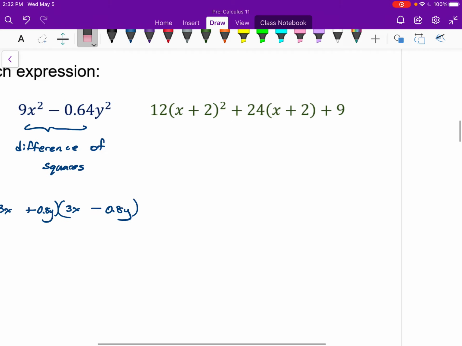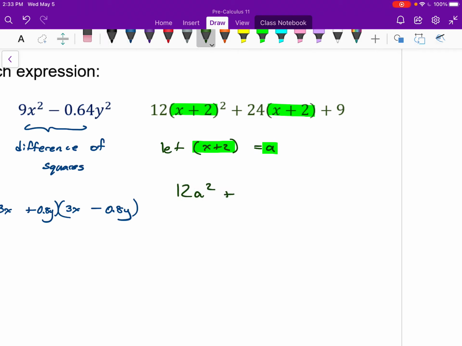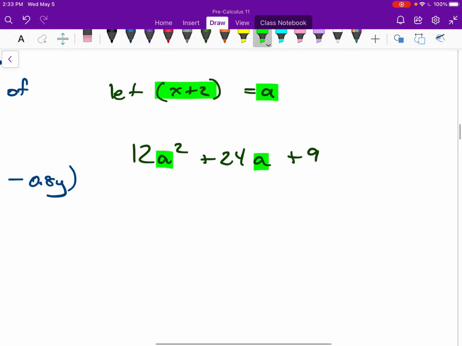So one thing I will say is if you look at the structure of this, this does have the structure of a quadratic equation in which, imagine instead of x plus 2, you had just a or some other variable. In fact, let me write that down right here. Let me just say, let x plus 2 equal a. If I did that, notice what I'd have. I'd have 12a squared plus 24a plus 9. So if that looks better, which it almost certainly does, let's just ignore the x plus 2 part for a bit and focus on this, because that looks a lot simpler.